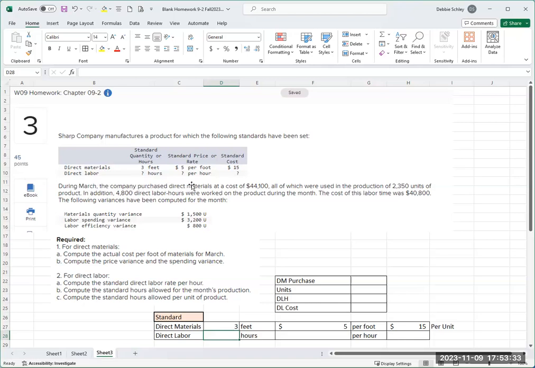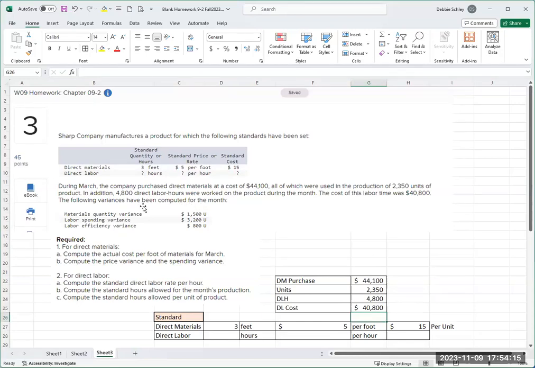During March, the company purchased direct materials at a cost of $44,100. So I'm going to put that here, direct materials purchased, which were used in the production of 2,350 units of product. In addition, 4,800 direct labor hours were worked on the product during the month. So direct labor hours is 4,800. The cost of this labor was $40,800.